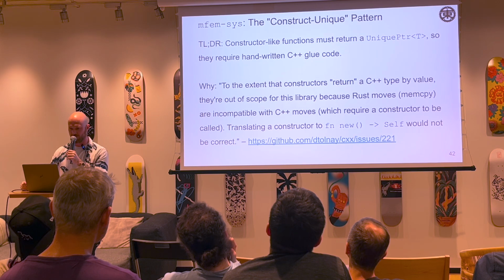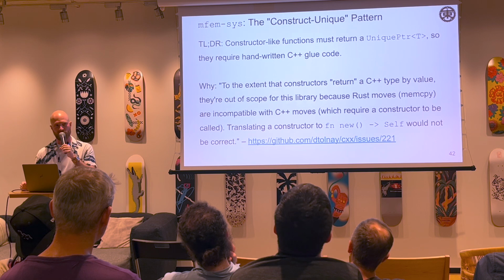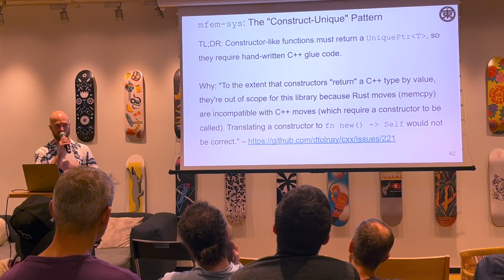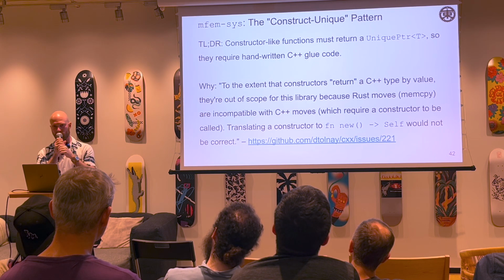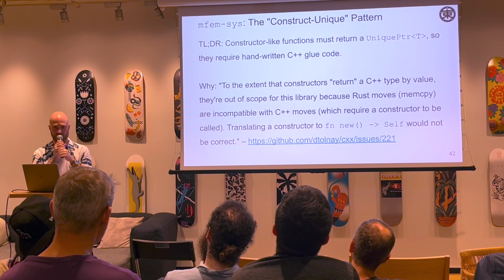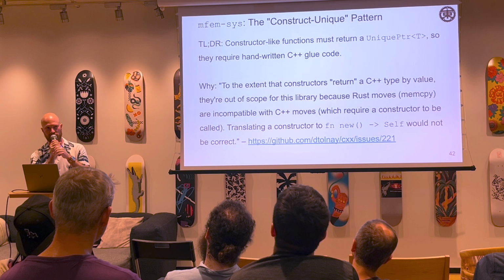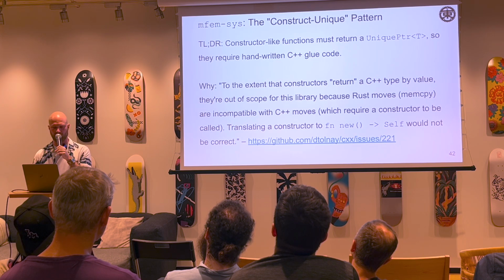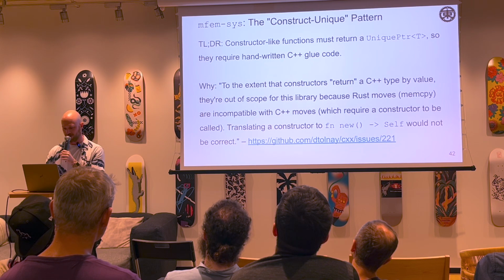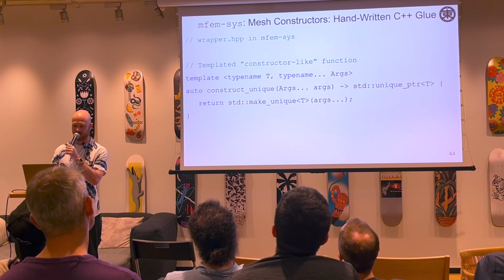And the sort of deeper reason for this is that C++ and Rust disagree on what a move means. In C++, a constructor is always involved in moving things. In Rust, that is not true at all. And in Rust, you don't really have constructors. In C++, a constructor doesn't return anything. It's more like it uses a piece of memory to construct something in place. So anyway, long story short, we need some handwritten glue code that looks like this.